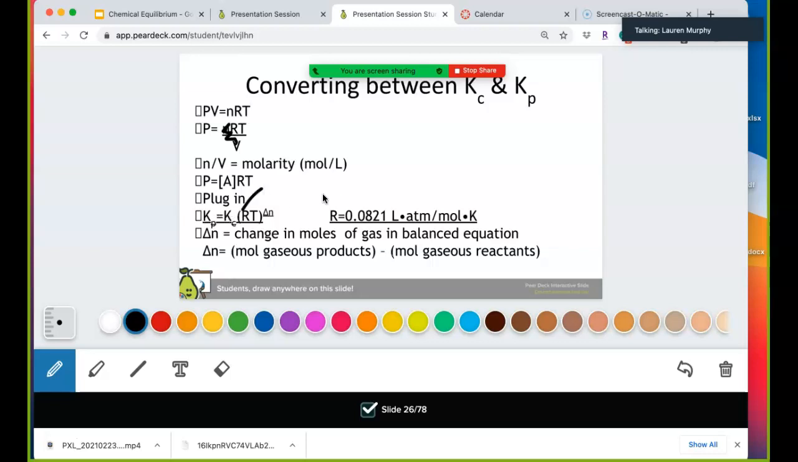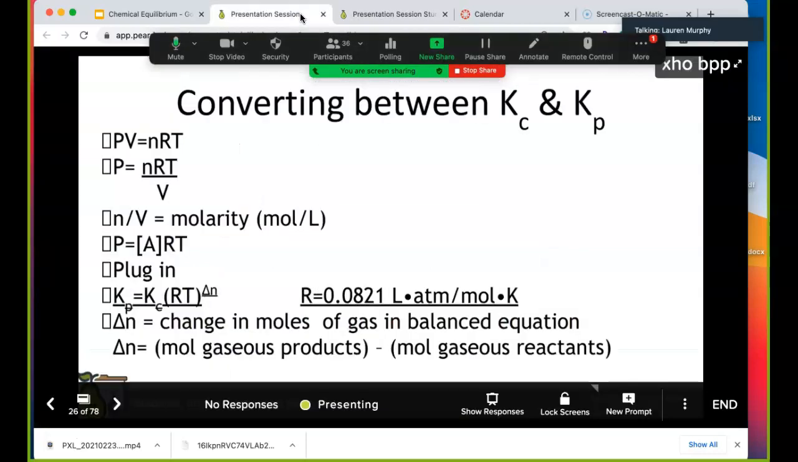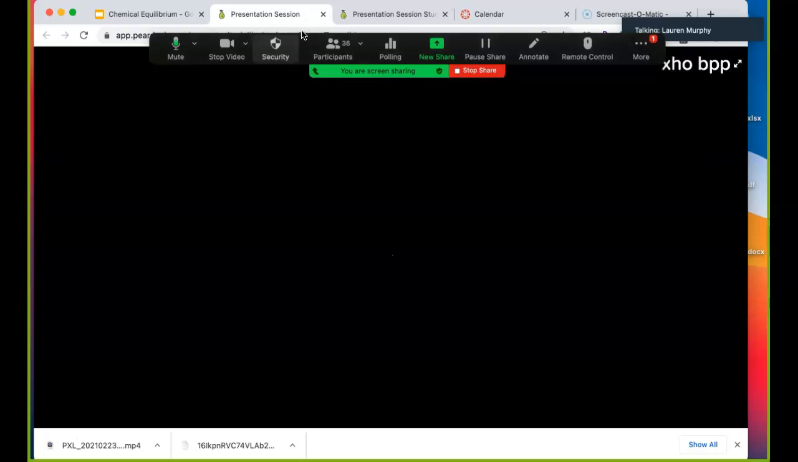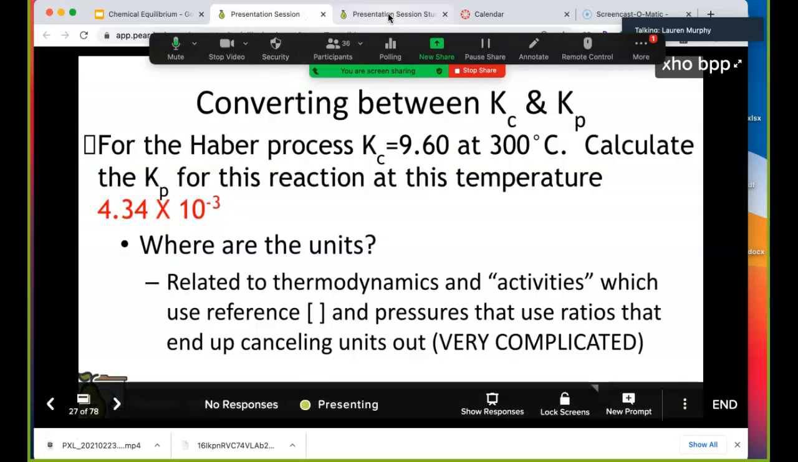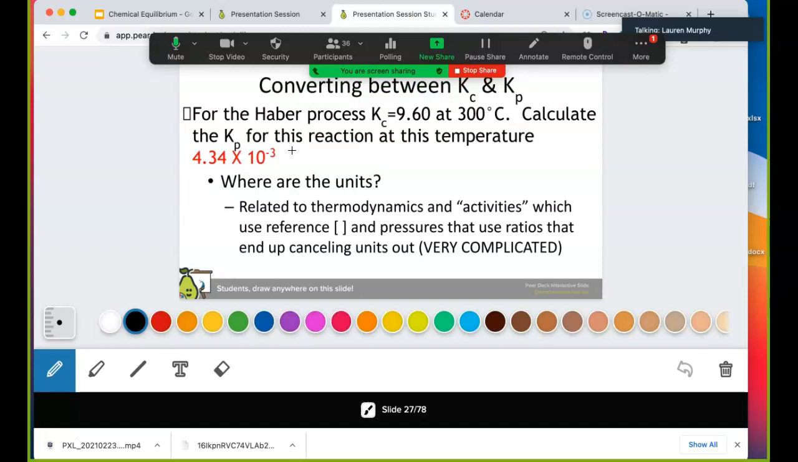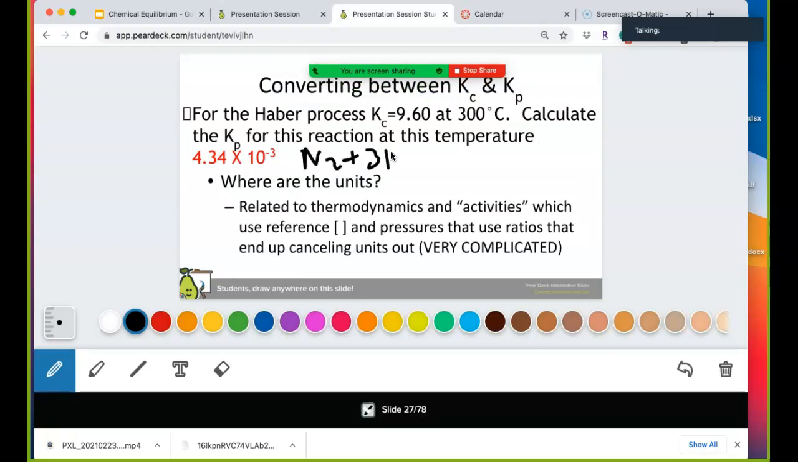R is the gas law constant. T is temperature in Kelvin. And change in n, because we're converting between concentration and pressure, is the change in moles of your things that are gases. All right? So if I were to give you an example, and I will not test you on this, I promise, I'm just going to show you how you would have done this. It is plug and chug. I give you the Haber process. So this is nitrogen, hydrogen, in equilibrium with ammonia. And these are assumed to be all gases unless told otherwise.